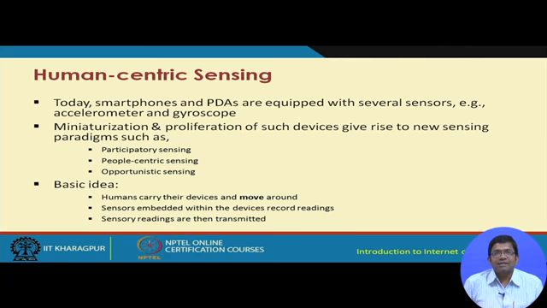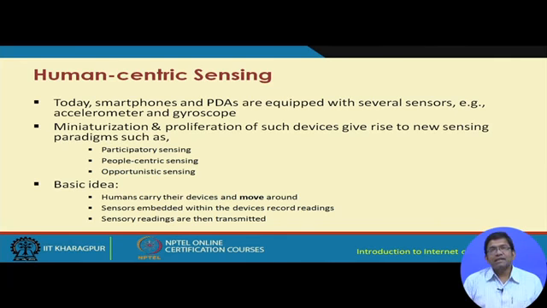These sensors could be an accelerometer, a gyroscope and so on, which are commonly available in modern day smartphones and PDAs. So, miniaturization and proliferation of such devices give rise to new sensing paradigms such as participatory sensing, people centric sensing and opportunistic sensing. In participatory sensing, a crowd, a group of people, each having smartphones equipped with sensors, turn on their respective sensors, and consequently we form a human centric mobile sensor network.